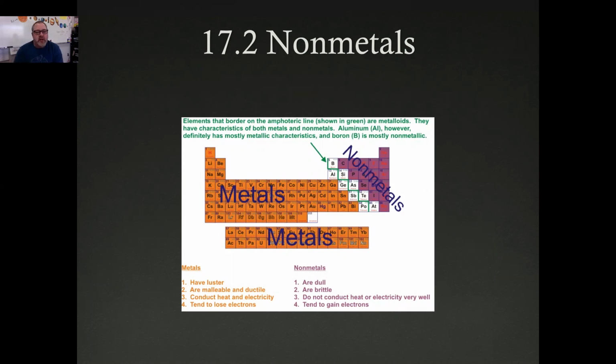Okay, 17.2 is about the nonmetals. Again, on the left-hand side of the periodic table is where we have the metals. On the far right and upper part, we have the nonmetals, and then the ones in the middle here are what we call the metalloids.